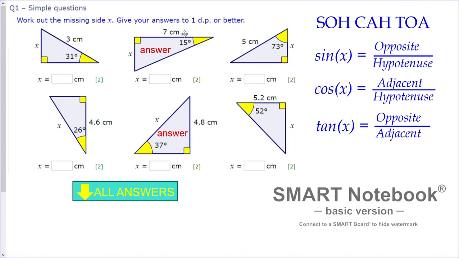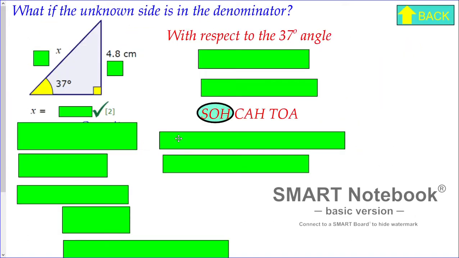Now, for these ones, some of them have missing sides in the numerator, but what if the missing side is in the denominator? See how we deal with one of these. So, what if the unknown side is in the denominator? Well, this one, we look at 37 degrees. Again, I always look for the hypotenuse first. There it is. It's across from the 90-degree angle. So this one is the hypotenuse.